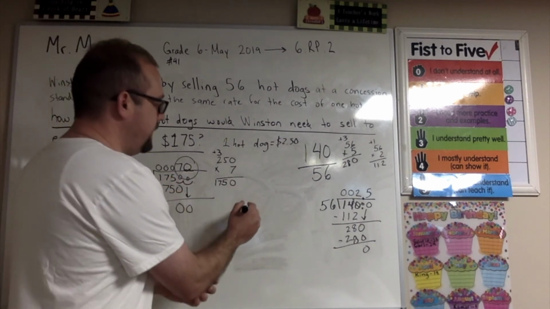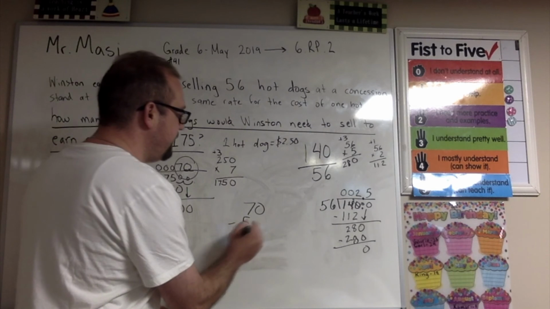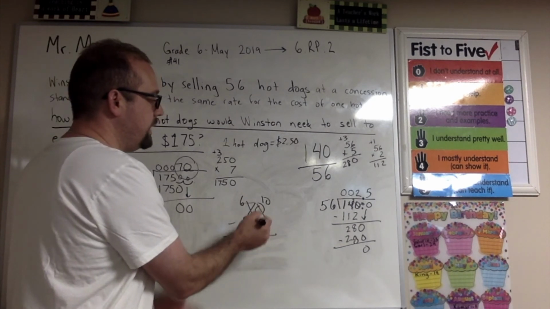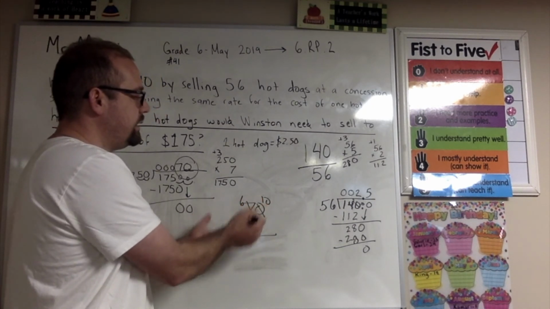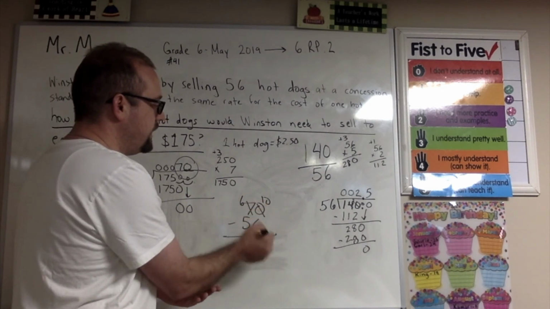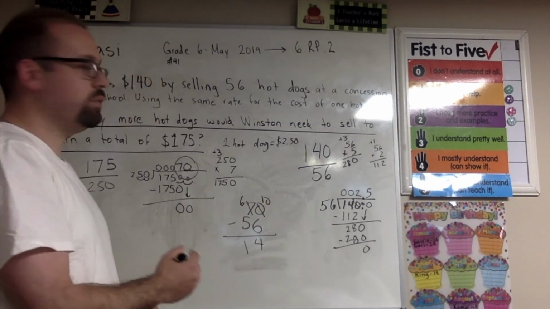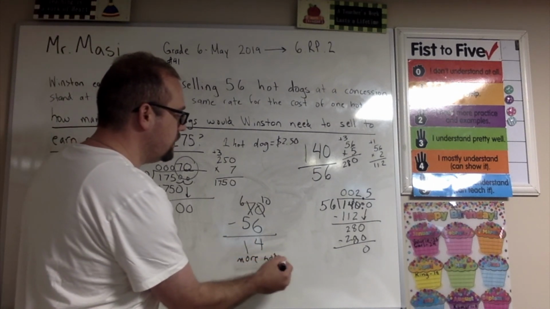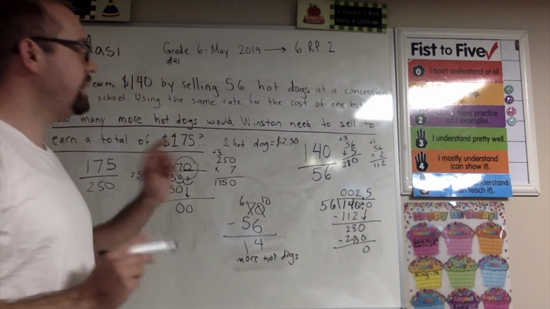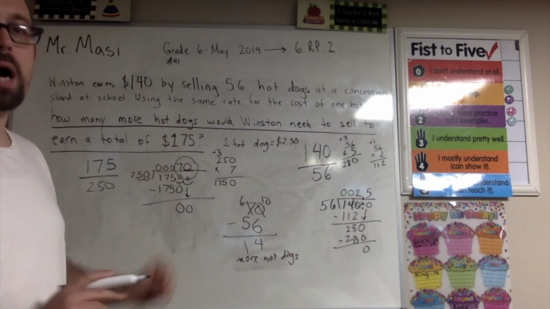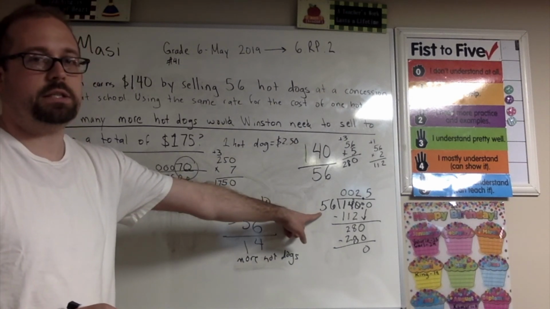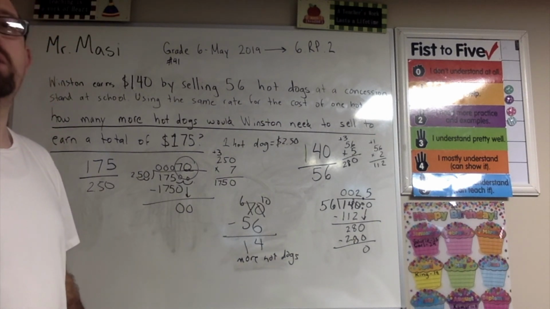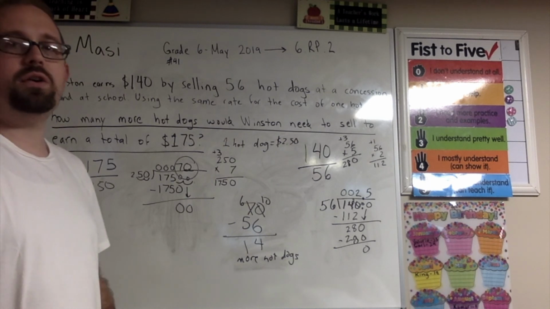He already sold 56. He needs to get to 70 total hot dogs. So I'm going to do 70 minus 56. Can't do 0 minus 6, so I'm borrowing. 7 becomes a 6. That 0 becomes a 10. 10 minus 6 is 4. 6 minus 5 is 1. So that means my answer is 14 more hot dogs. So that means Winston needs to sell 14 more hot dogs than he already did at 56. He needs to get to 70. So that's why my answer is he needs to sell 14 more hot dogs in order to get to his $175.